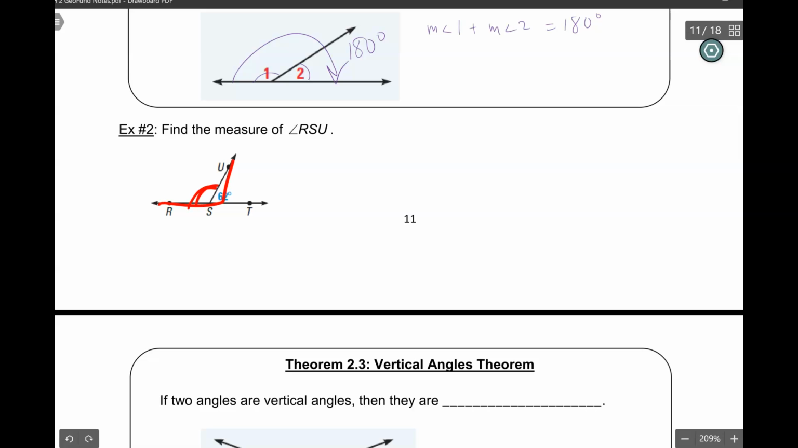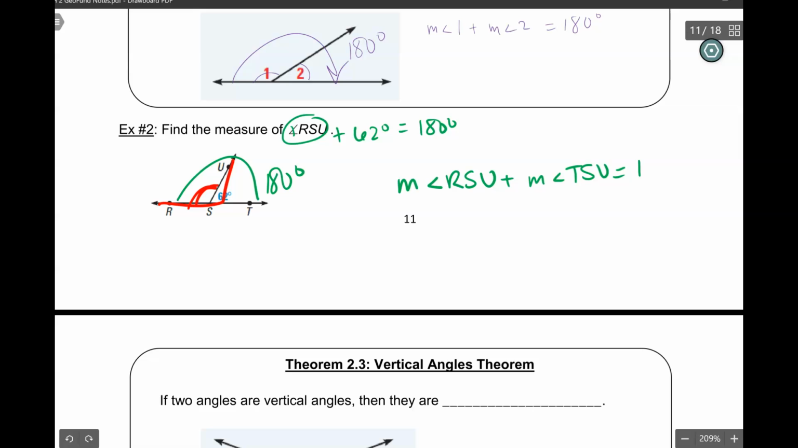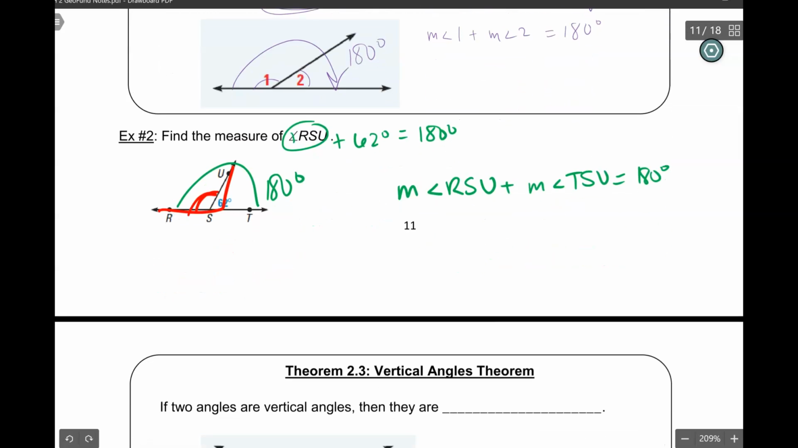RSU is going to be this angle. Okay, well, it looks to me that the total angle is 180. So the measure of RSU plus 62 degrees is going to equal 180. All right, let's slow it down for a moment. If I have the measure of angle RSU and I add the measure of angle TSU, together they're going to be 180 because I have a linear pair, and linear pairs are supplementary.